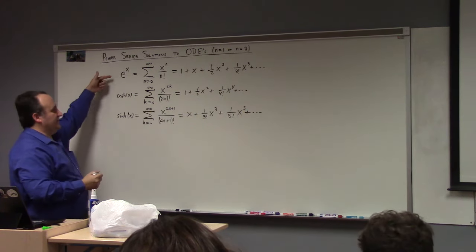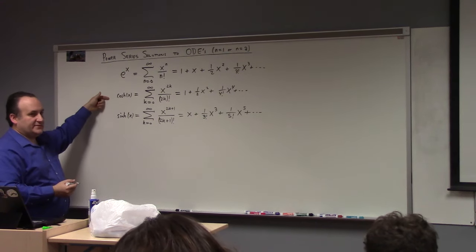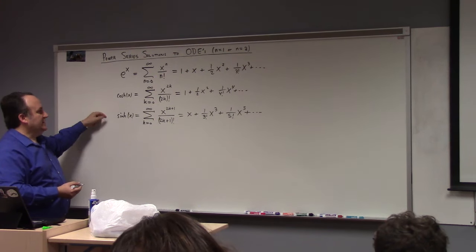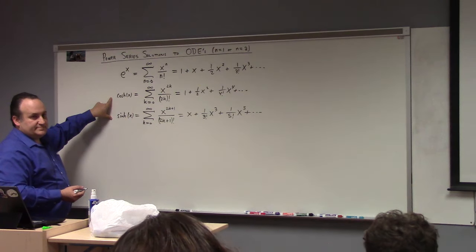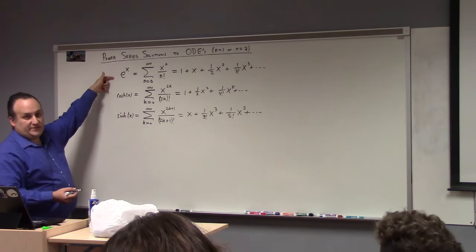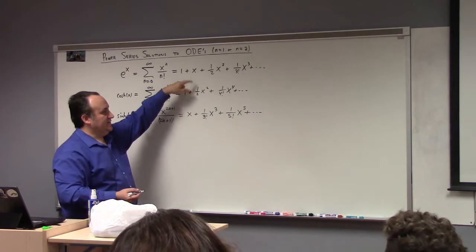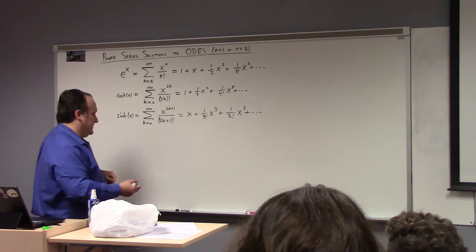So power series for exponential, power series for cosh, power series for sinh. If you add cosh and sinh together, what do you get? You get the exponential, right? These are exactly the even and odd terms of the exponential series.